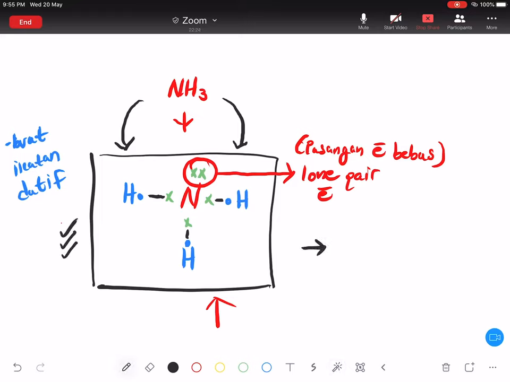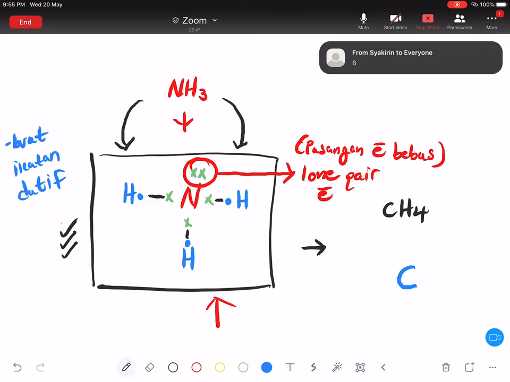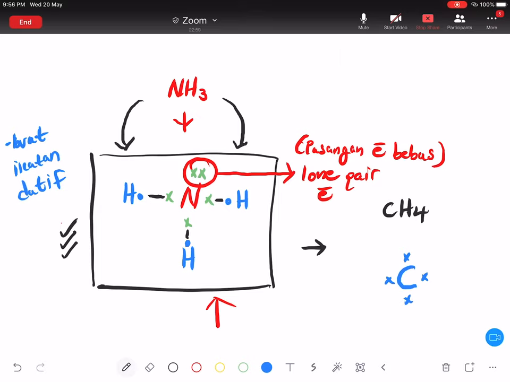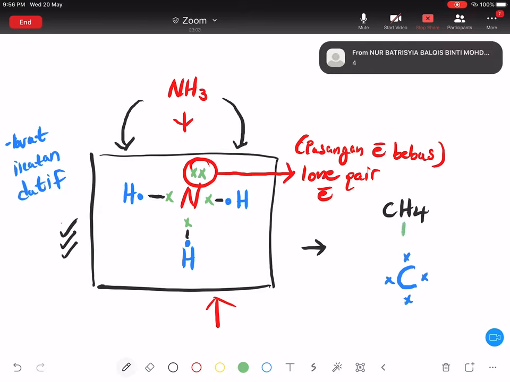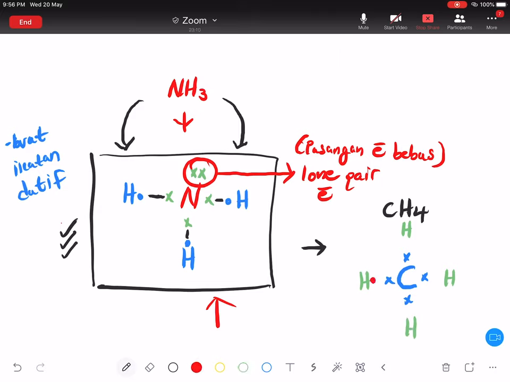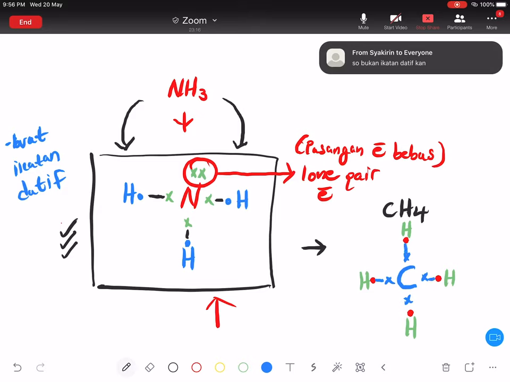Now guys, cuba tengok saya bagi ni eh. CH4. 1, 2, 3, and 4 H. Sekejap eh. Nanti ada yang tanya. Okay, carbon have how many valence electron? Valence electron Syakirin, bukan total electron. Carbon ada 4 valence electron. Bila dia ada 4 valence electron, berapa yang dah buat ikatan dengan hidrogen? 4. 1, 2, 3, and 4. Guys, you have this, you have this, you have this.